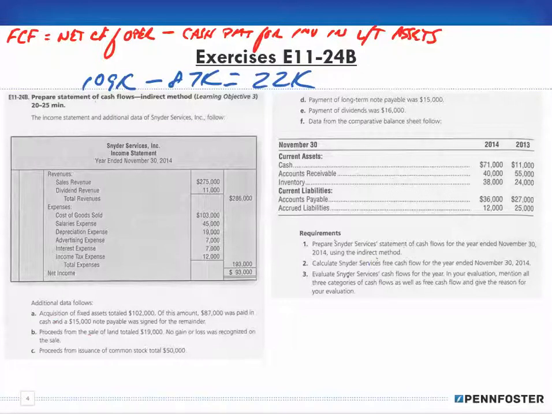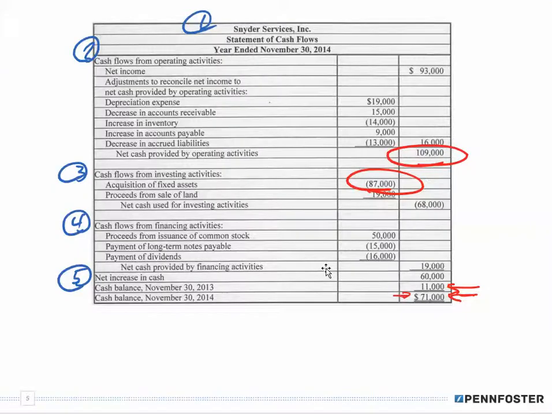Now, number 3 says, evaluate Snyder Services' cash flows for the year. In your evaluation, mention the 3 categories of cash flows as well as the free cash flow and give the reason for your evaluation. So the solution says the operations provided net cash flows of 109,000. The majority of the cash flow is from operations, as it should be in a successful company.